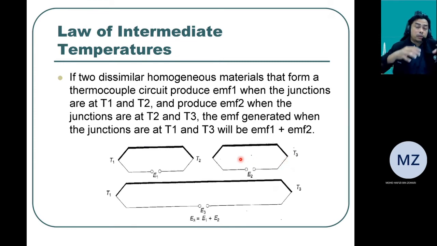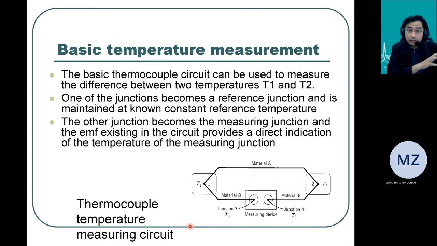But if you can combine the circuit, because we know T2 have the same temperature, the total EMF is the combination of the EMF from circuit E1 and the EMF from circuit E2. The total we can have E3 as the overall EMF. So that's actually the law of intermediate temperatures. These three laws make it possible for us to establish this thermocouple measuring device.